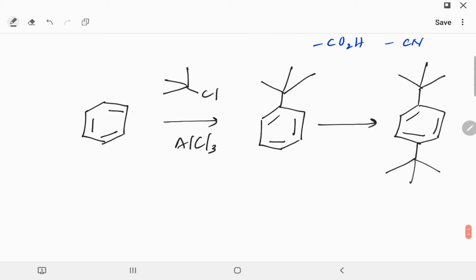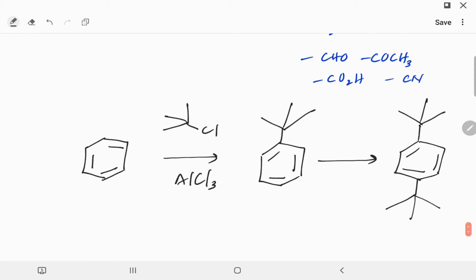So because of that, you will not get the desired product. It will not stop at this monosubstituted alkylbenzene. Instead, it might get more than one alkyl group substitution. So that is the second limitation.